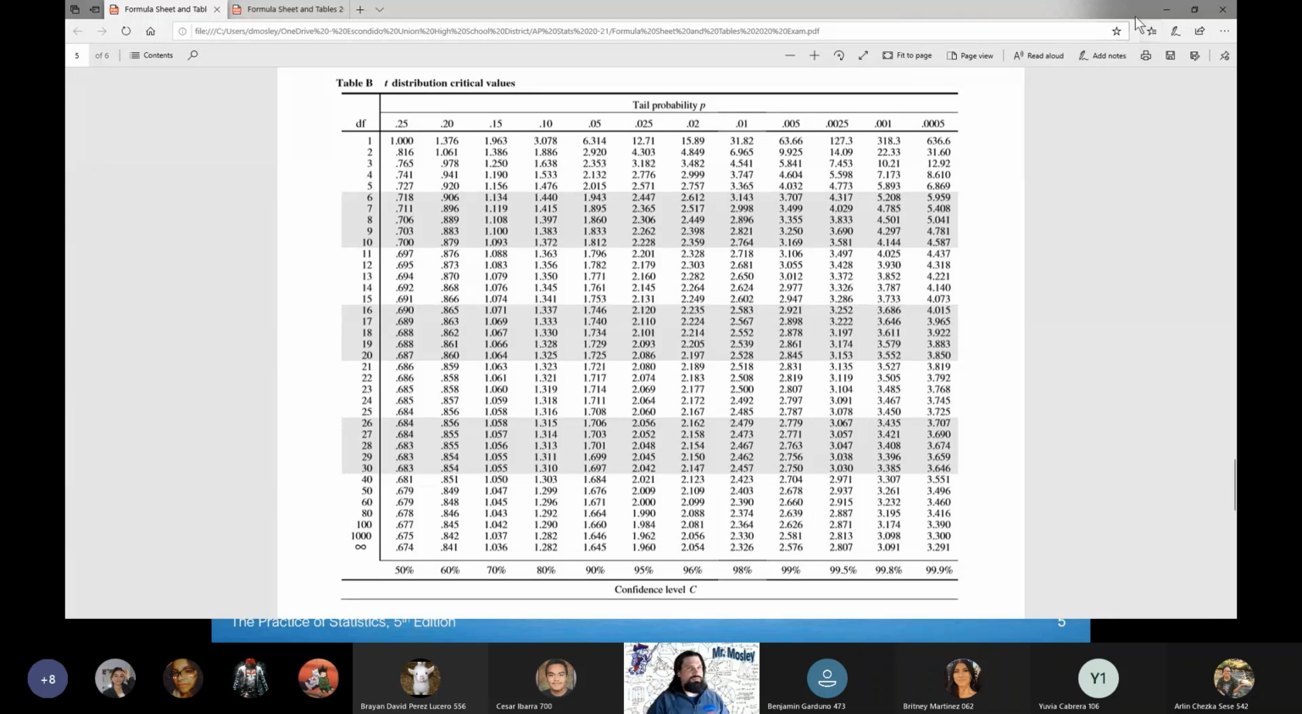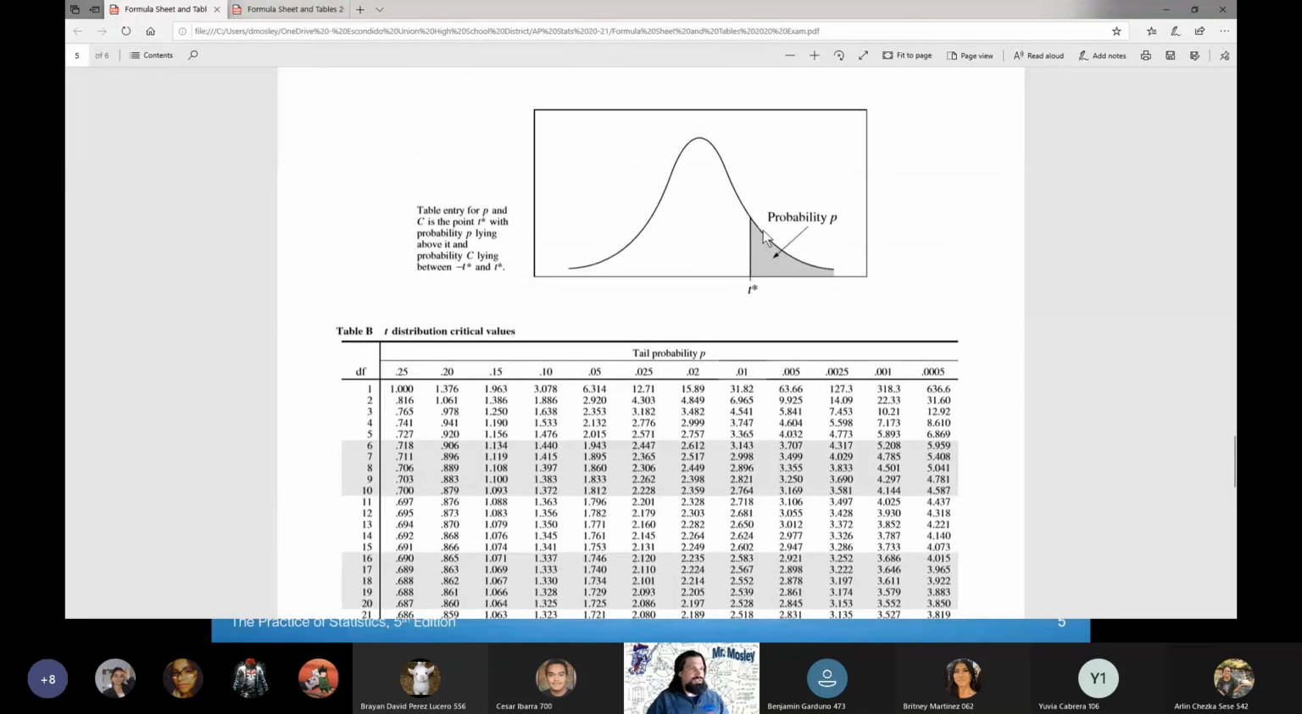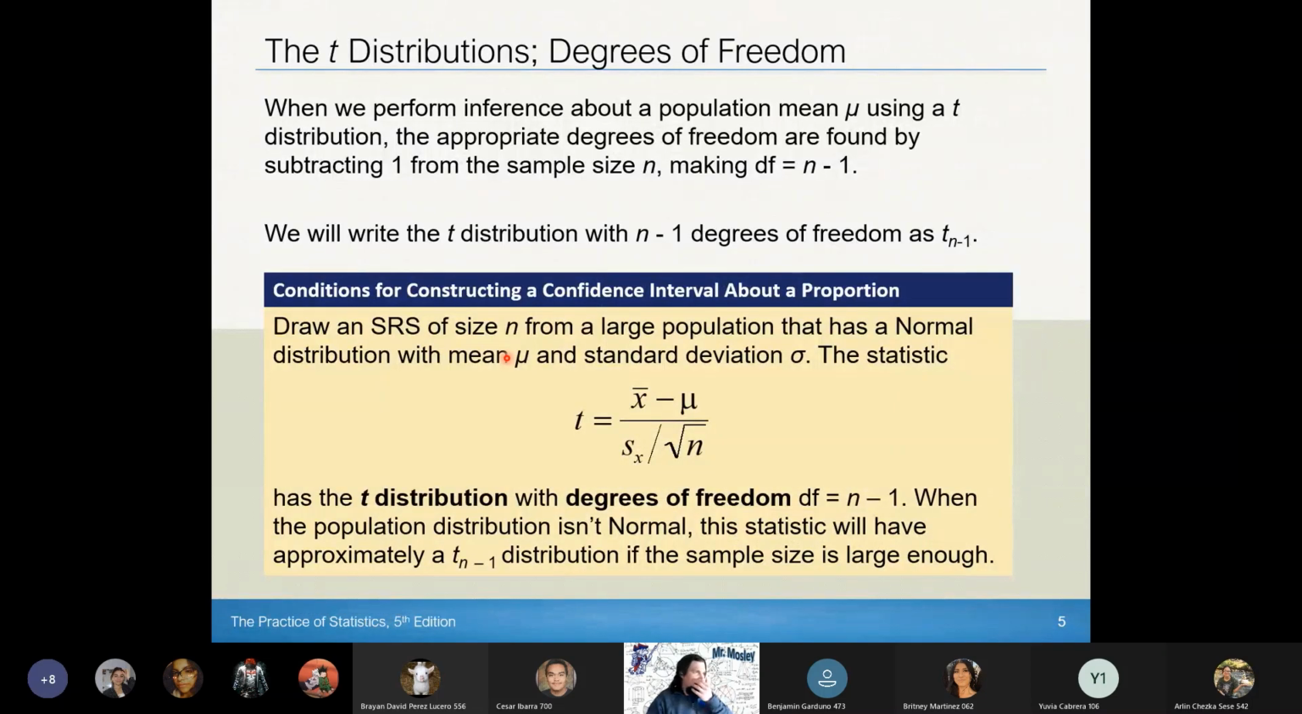We'll see an example. Then we have confidence levels down across the bottom. Tail probability P is listed across the top here. And that goes back to this picture. The tail probability tells us the proportion greater than that t value. So again, we will write the t distribution with n minus 1 degrees of freedom as t sub n minus 1. And we have conditions for constructing a confidence interval about a mean.